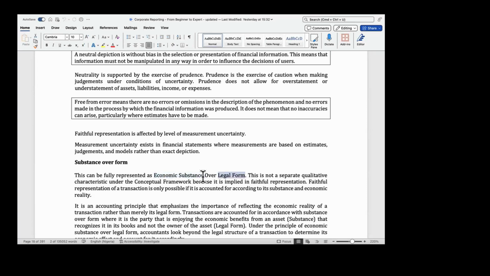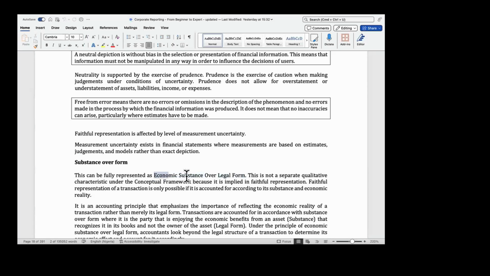So when we say economic substance over legal form, what we are saying here is that the substance is what financial reporting is based on. That reporting is based on economic substance and not the legal form. But the reality is this: in most instances, economic substance and legal form are the same. But in the few cases where the substance is different from the form, accountants go with the economic substance.